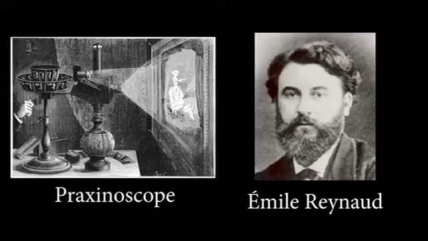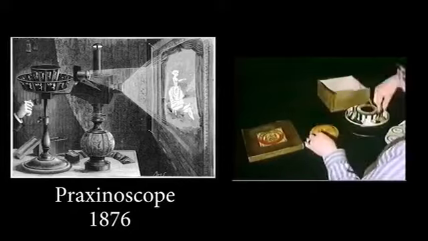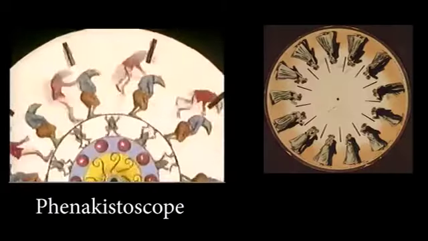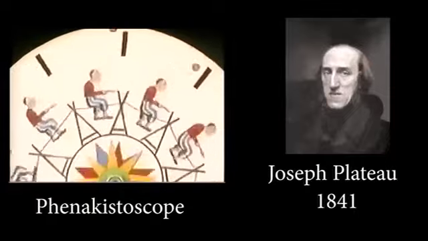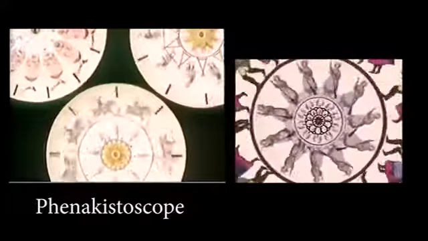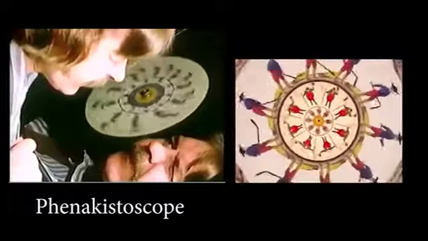Frenchman Émile Reynaud invented the praxinoscope in 1876, which was an improved version of the zoetrope, replacing slits with an inner circle of mirrors, which helped in projecting before a theatrical audience. The phenakistiscope was invented by Joseph Plateau in 1841. It is a spinning disc attached vertically to a handle, with a series of drawings around the disc center. The user spins the disc and looks through the moving slits at the disc's reflection in a mirror.